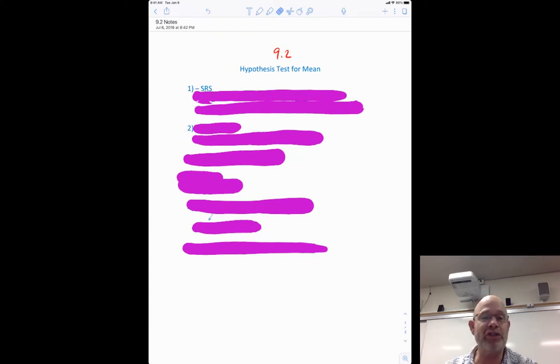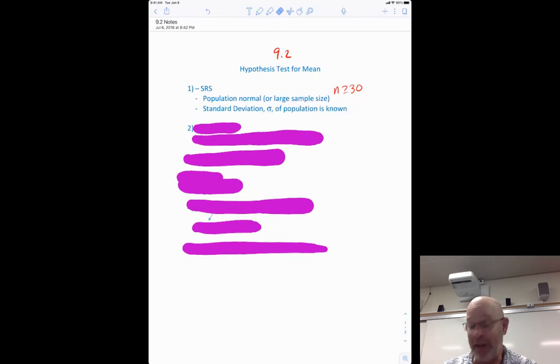So conditions, just the same as they are for the confidence interval, so it must be a simple random sample. You must have a normal population or a large enough sample size, and remember for us, a large enough sample size is greater than or equal to 30 for this. There's one more condition that's a little bit weird that they ask us to write, is that the standard deviation of the population, we must know that. Typically we won't know that, which is section 9.3, so we'll learn how to deal with that. But if we do know it, that's one of the conditions for this test, okay?